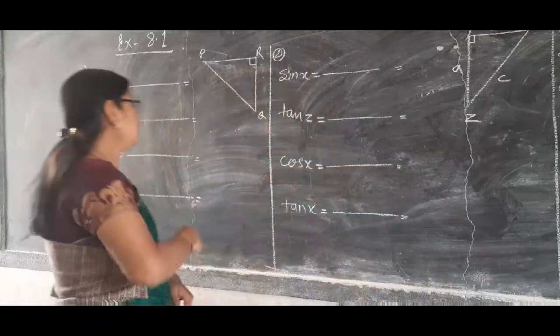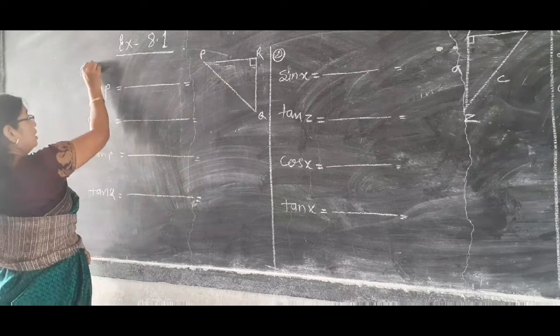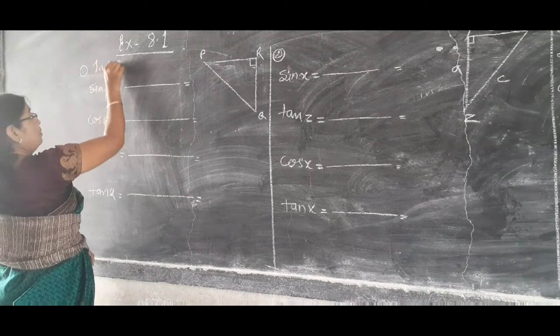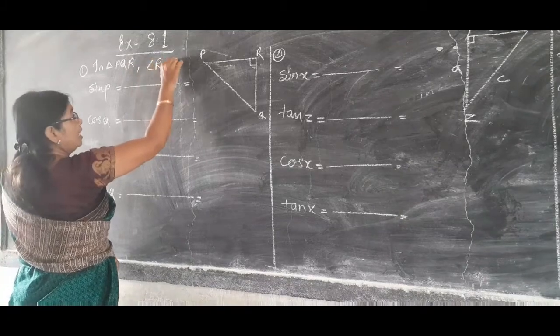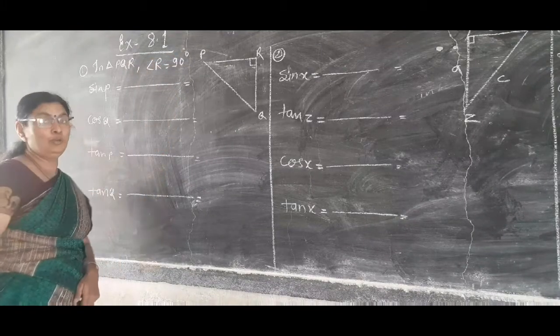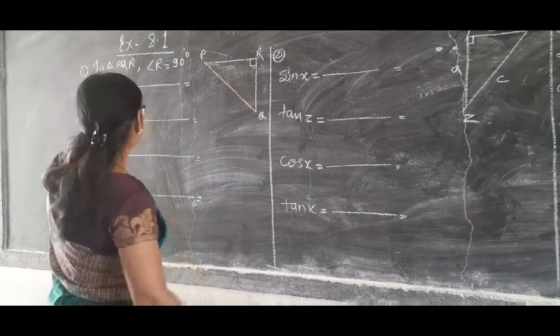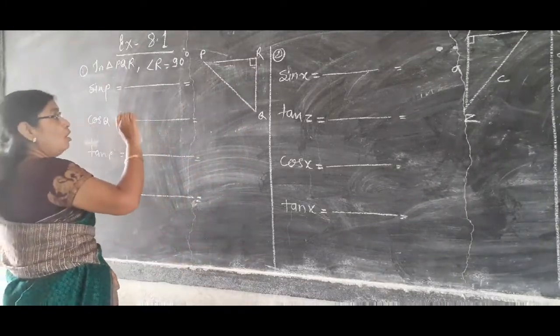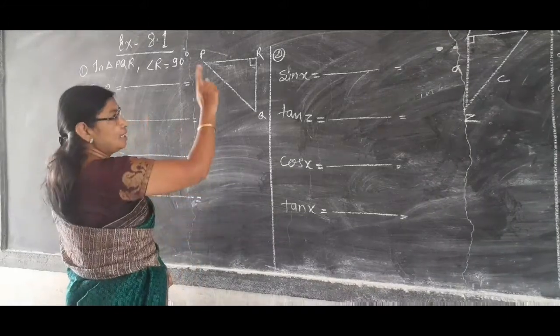Now see here what is given. Here triangle PQR is given. In triangle PQR, which angle is 90? R. Always you have to write down which angle is given and which angle is of 90. Now here what you have to find out? Always you have to first identify opposite, hypotenuse and adjacent.